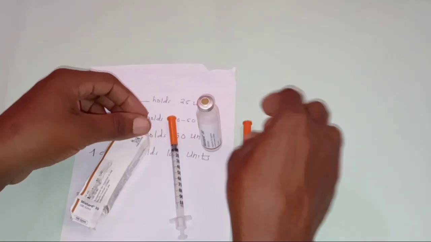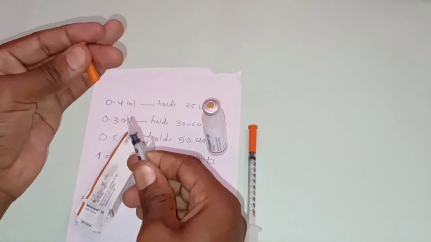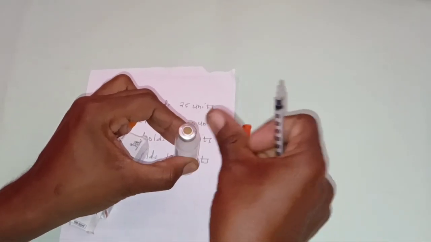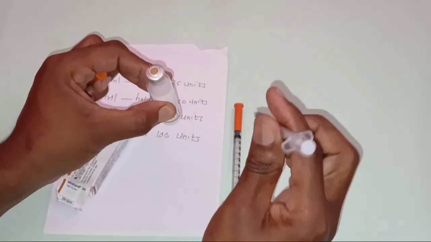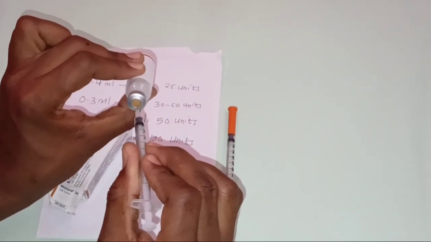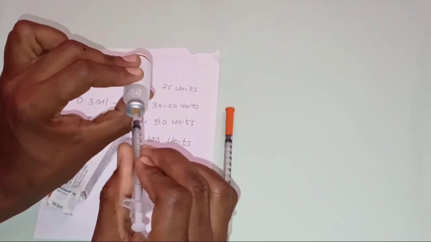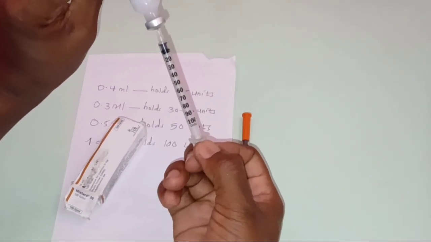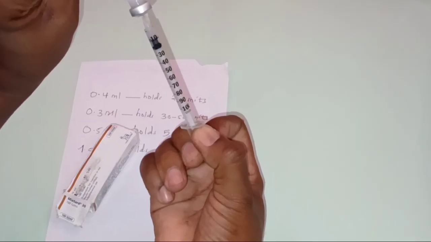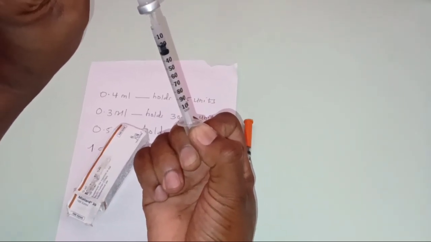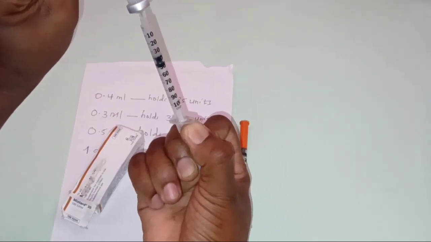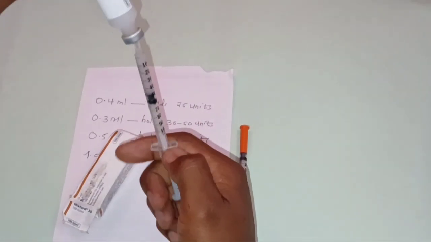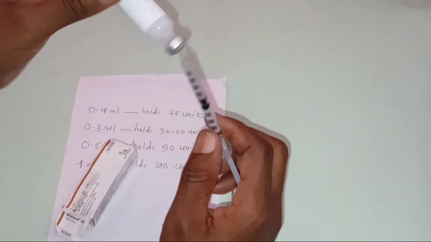So this is how you are going to withdraw the drug. You get the insulin syringe. Make sure you first clean the opening of the vial with an alcohol swab. Then you insert the needle into the vial. Then you withdraw the insulin into the syringe. Let me measure now 50 units of insulin. So this is 50 units of insulin. This is how you are going to withdraw the drug.